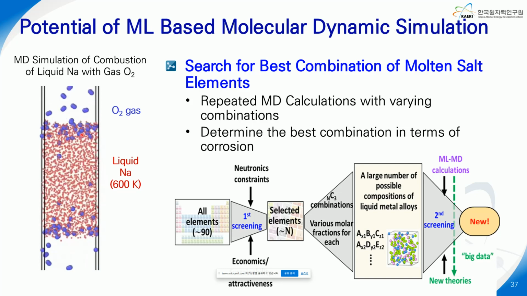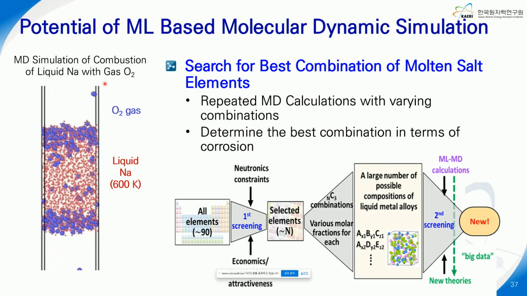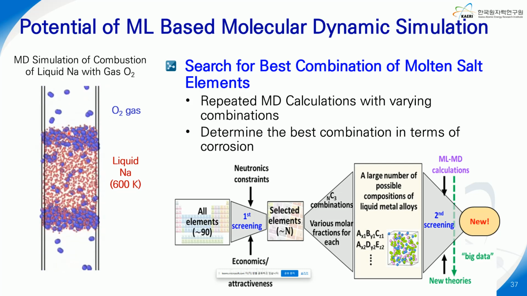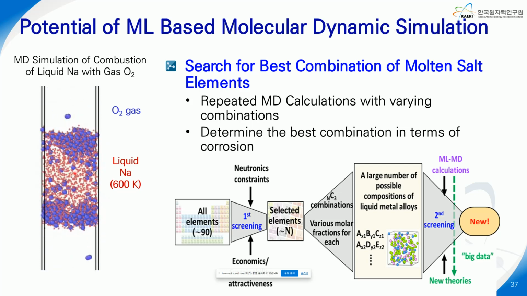This movie demonstrates the molecular dynamic simulation of liquid sodium with the gas oxygen. The interatomic potential for this calculation was obtained by the active machine learning. Once this kind of molecular dynamics calculation can be readily performed, a large number of combinations of liquid metal elements like this can be examined to find an alloy that has benign characteristics. So it can be used in new material development.